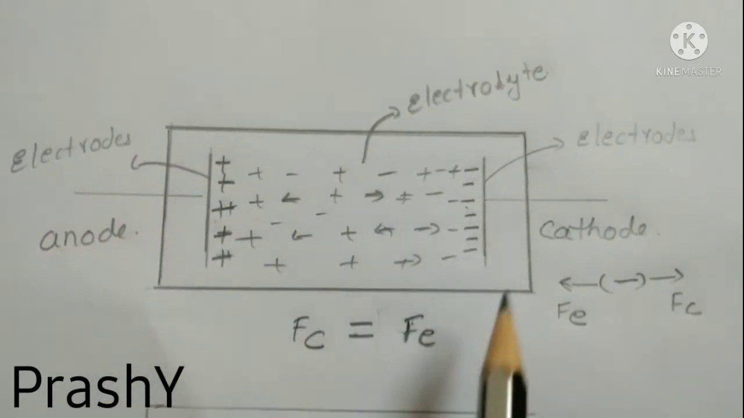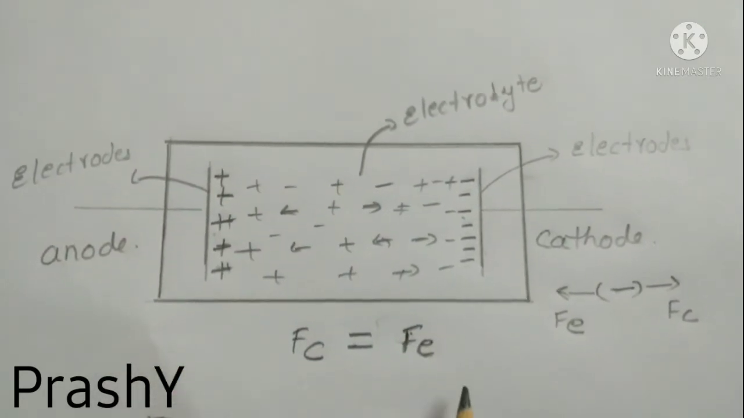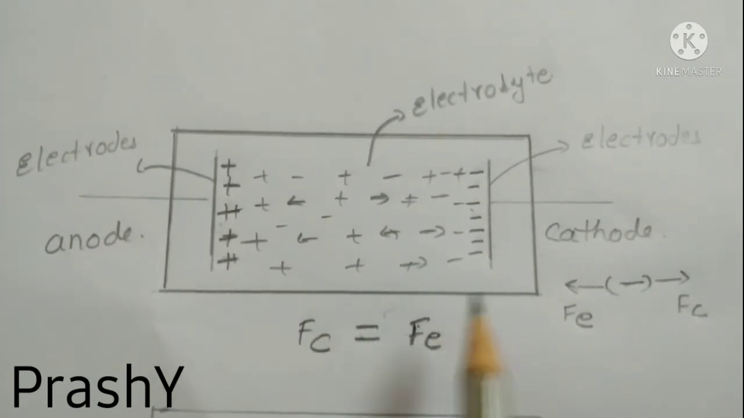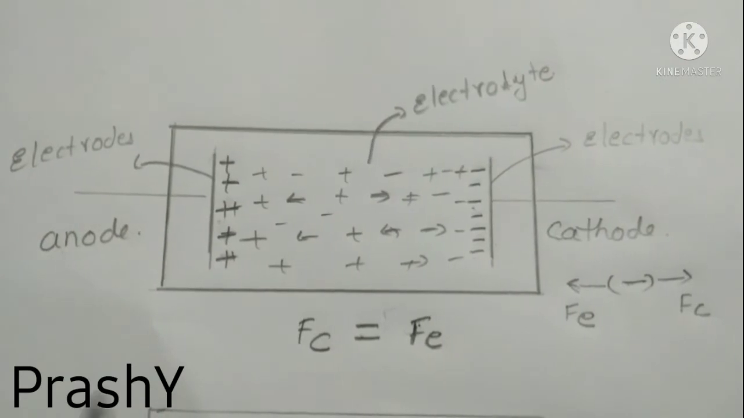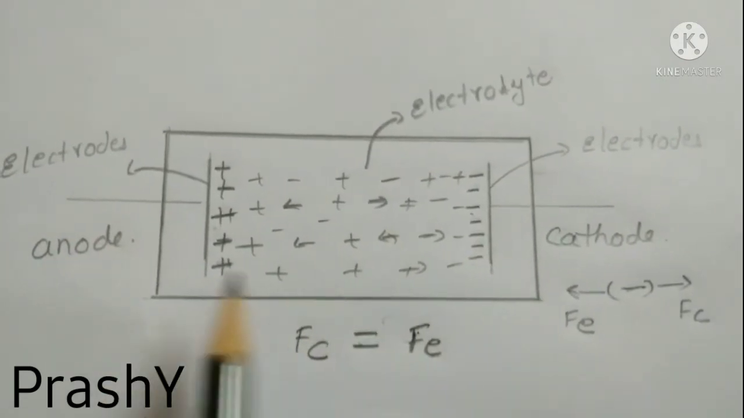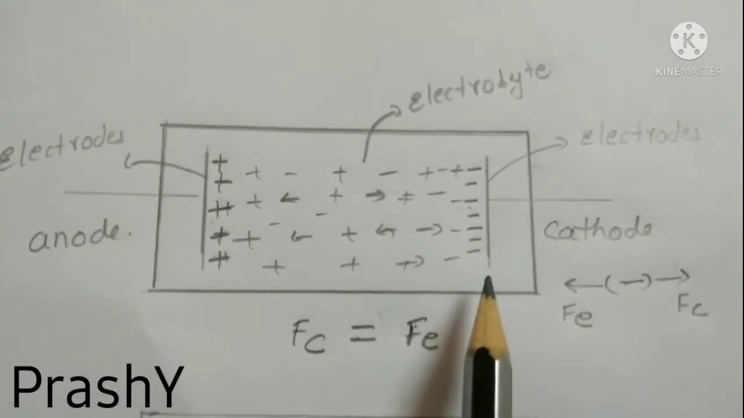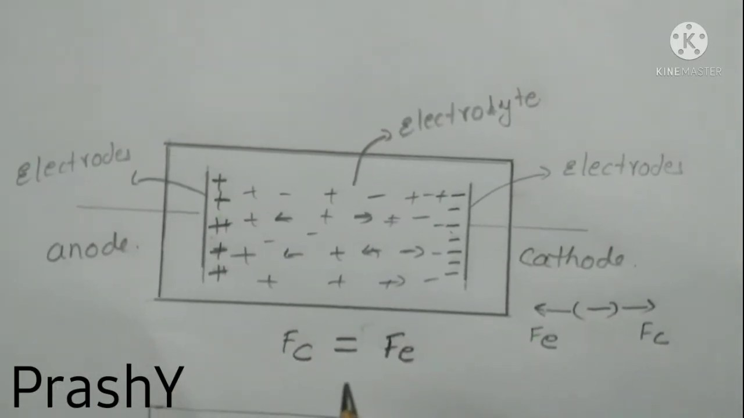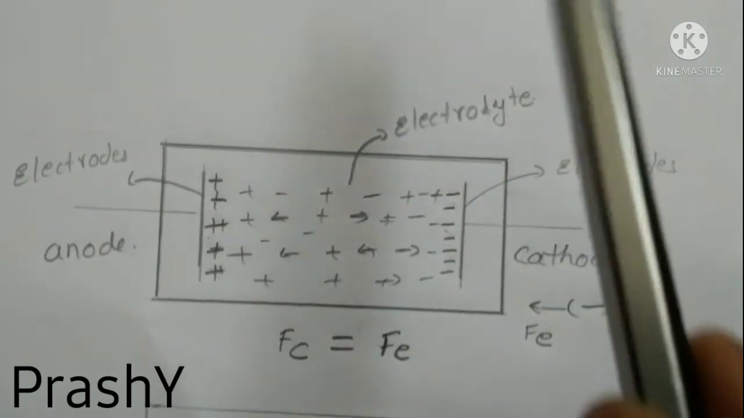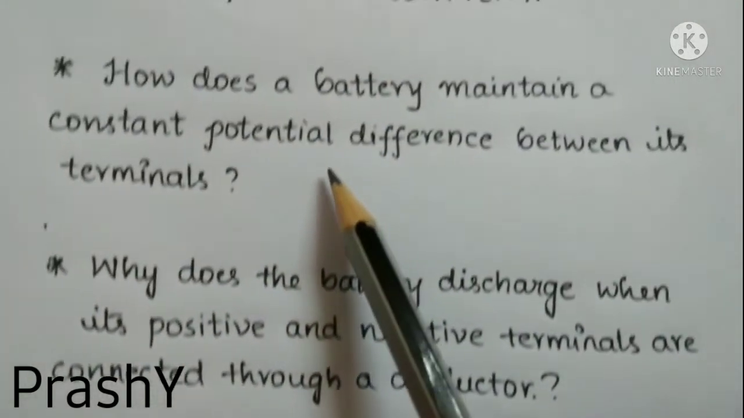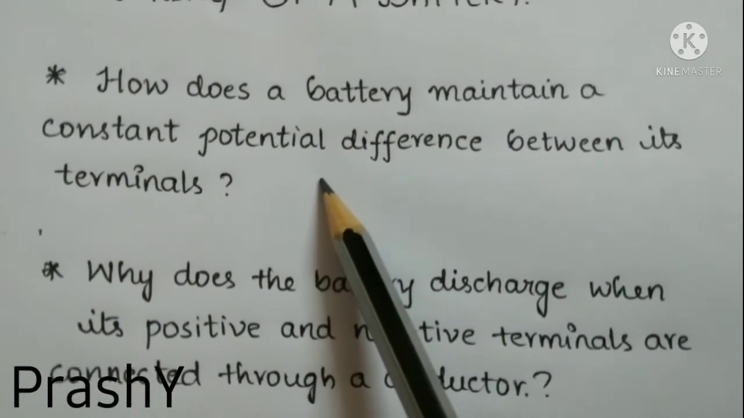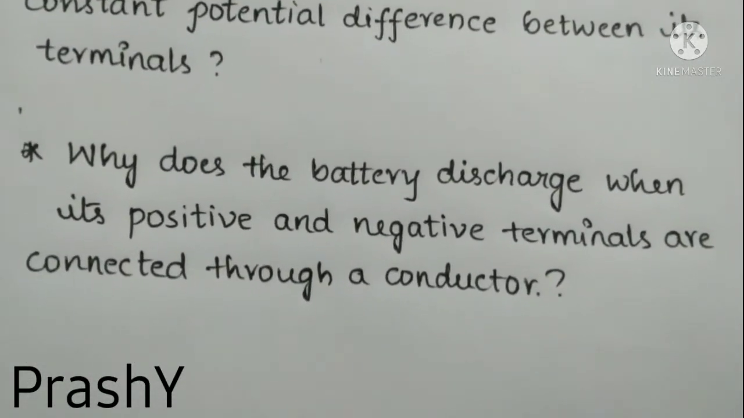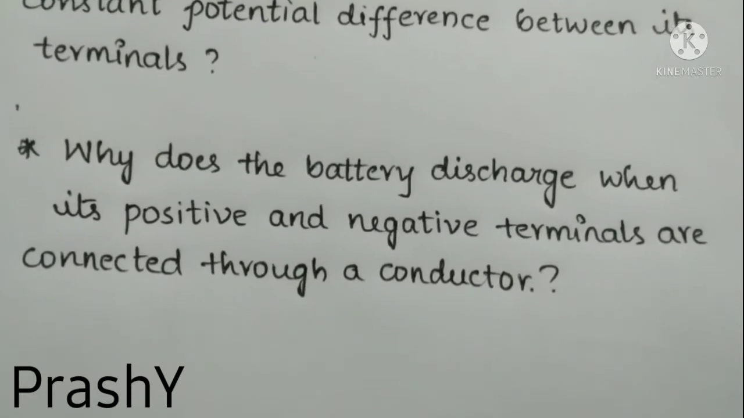Now this is the condition when we buy a new battery. Due to this equilibrium, there exists a constant potential difference between the two terminals of a battery. Finally, this is the reason for the constant potential difference between the two terminals of the battery. So we have got the answer for this question. Now let us see, why does a battery discharge when its positive and negative terminals are connected through a conductor?